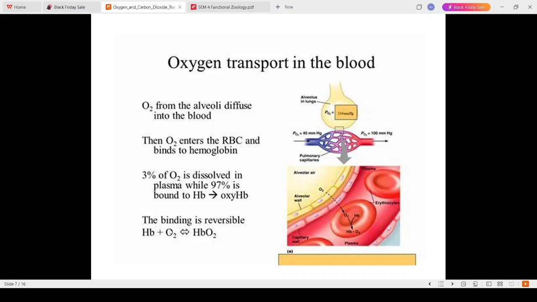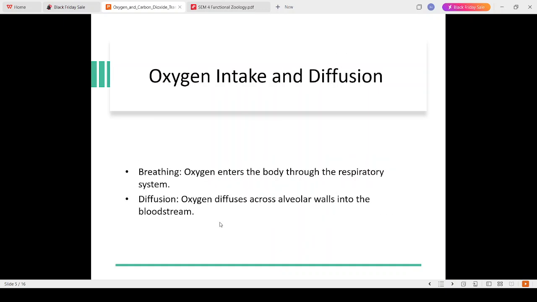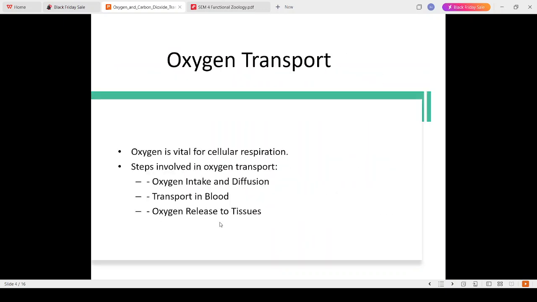And this binding is reversible. Reversible means hemoglobin can combine with oxygen forming oxyhemoglobin, and oxyhemoglobin can split back into hemoglobin and oxygen. Earlier I have shown you that. So this is the idea of what is known as oxygen transport.